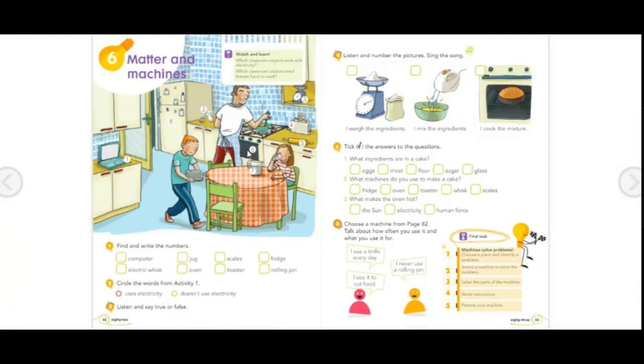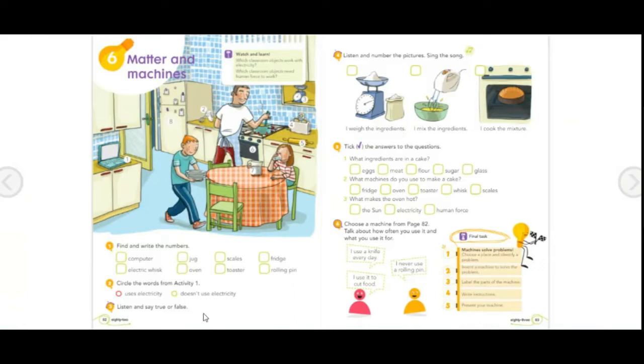If not, green. Toaster. Here we can find some bread, 2 slices of bread. If you think that the toaster uses electricity, red. If not, green. And rolling pin, you can make pizza with it. If you think that the rolling pin uses electricity, red. If not, circle in green. And that's it. That's what you had to do.